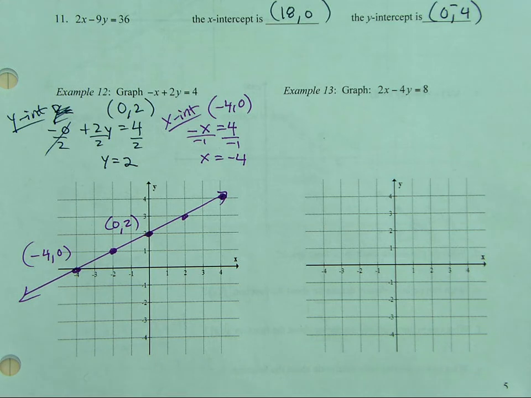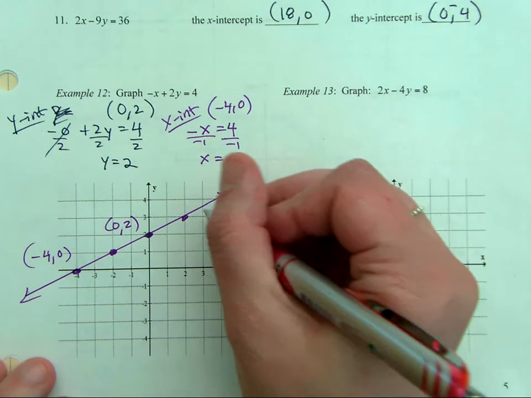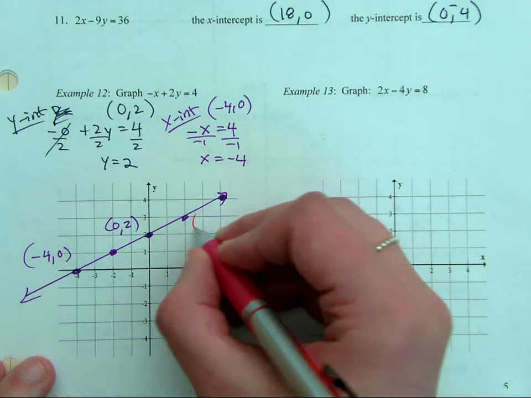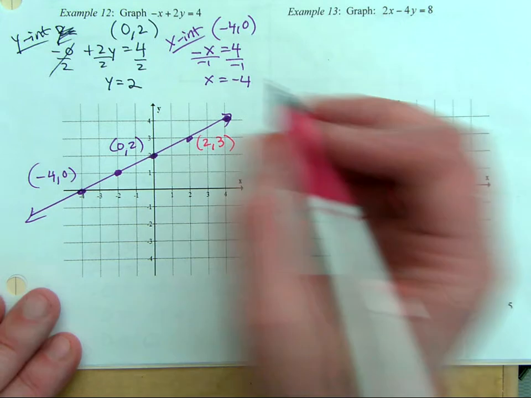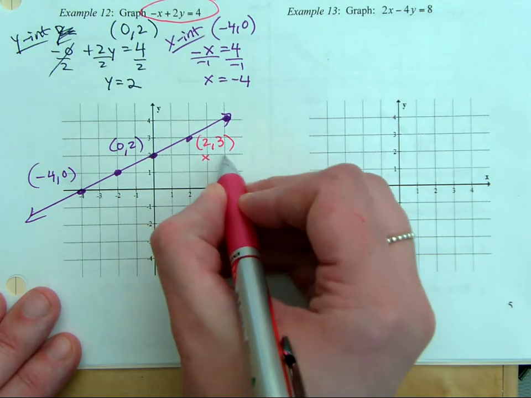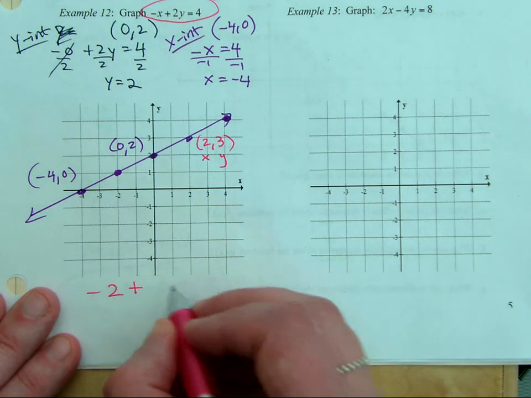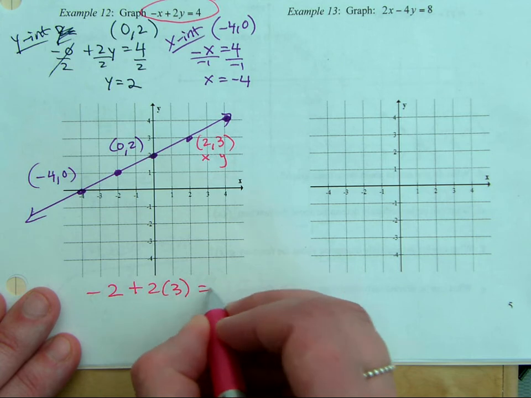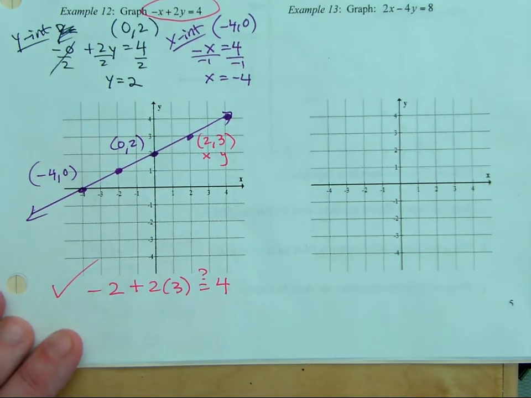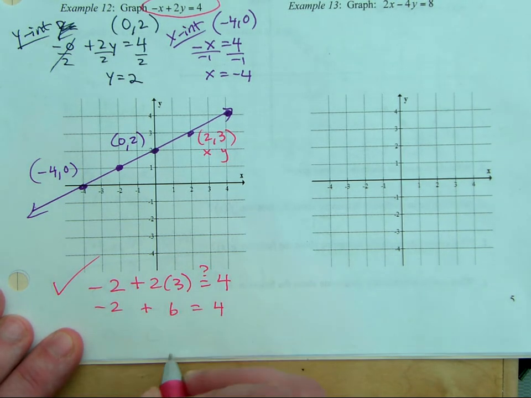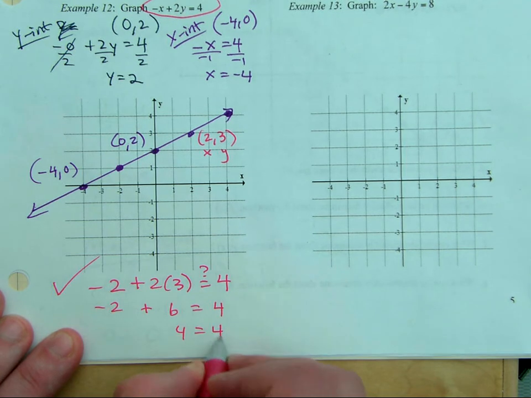So pick a point. Who wants to tell me what point you want to pick as a checkpoint? It doesn't matter. It could be any point on the line. 3, 1. Okay. I don't think 3, 1 is on the line. 2, 3. Okay, let's try checking 2, 3. So if we take our equation and we plug in x and y, we should have negative 2 plus 2 times 3. Is that equal to 4? This is our checkpoint, so I'm going to put a check mark next to it. Negative 2 plus 6 equals 4. And that's 4 equals 4, and that worked out.